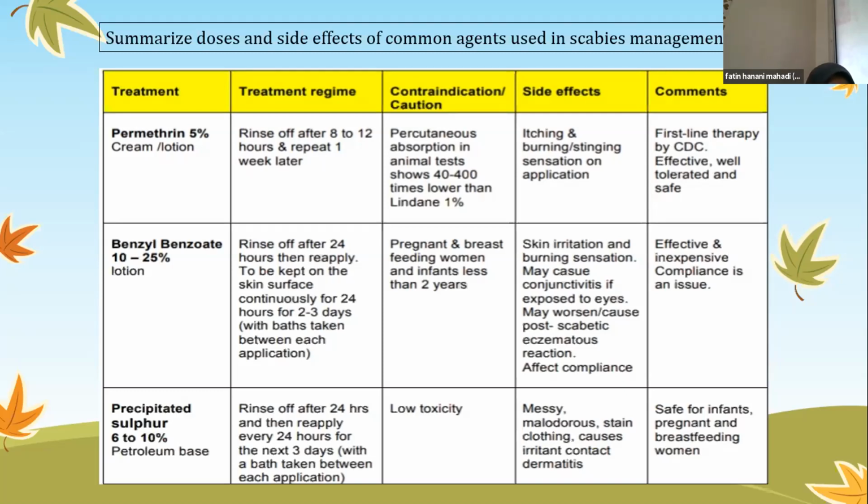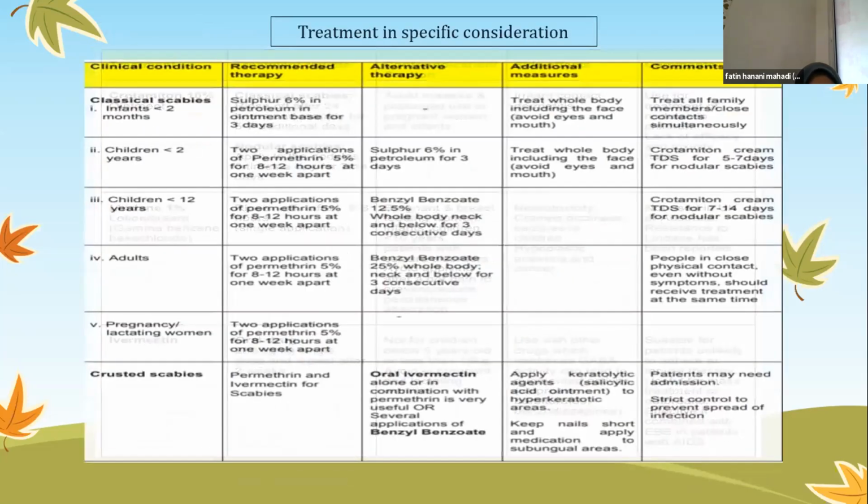the curative treatment is achieved by a 12-hour overnight application of permethrin 5% applied to the entire body. Because permethrin is not effective against the eggs, the treatment should be repeated 1 week later to kill any subsequently hatched larvae. The side effects include itching, burning, and a stinging sensation on application. There are other agents that can be used, and this is the summarized treatment agents used in specific considerations.